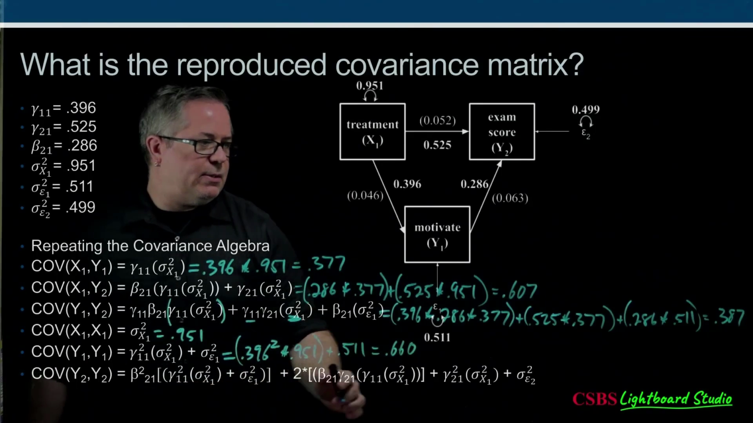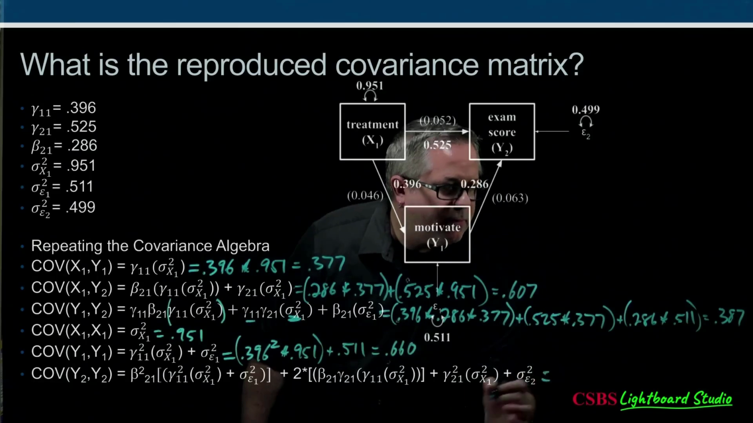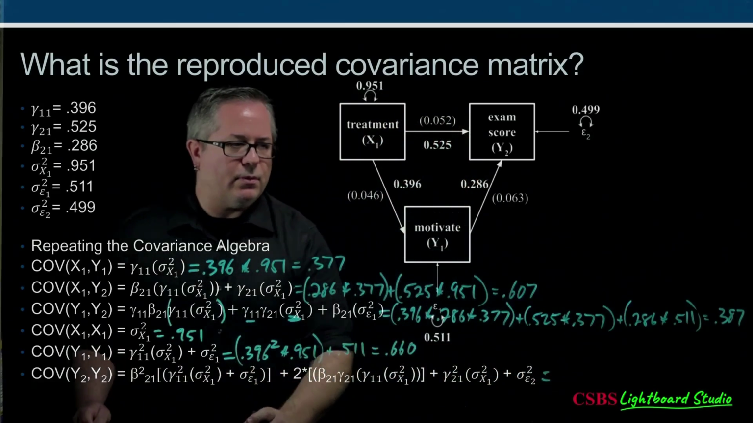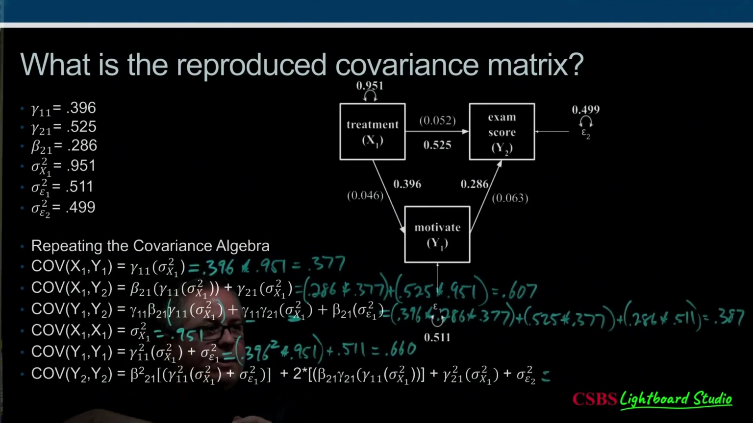And then lastly, crazy long one. I'll do it on the bottom here, down here so I can get down. So beta 21 is 0.286, right, so 0.286 squared. Now in here, there's that 0.377 again, right there. But actually, it's not. I lied. It's squared. So never mind. I got a little ahead of myself.